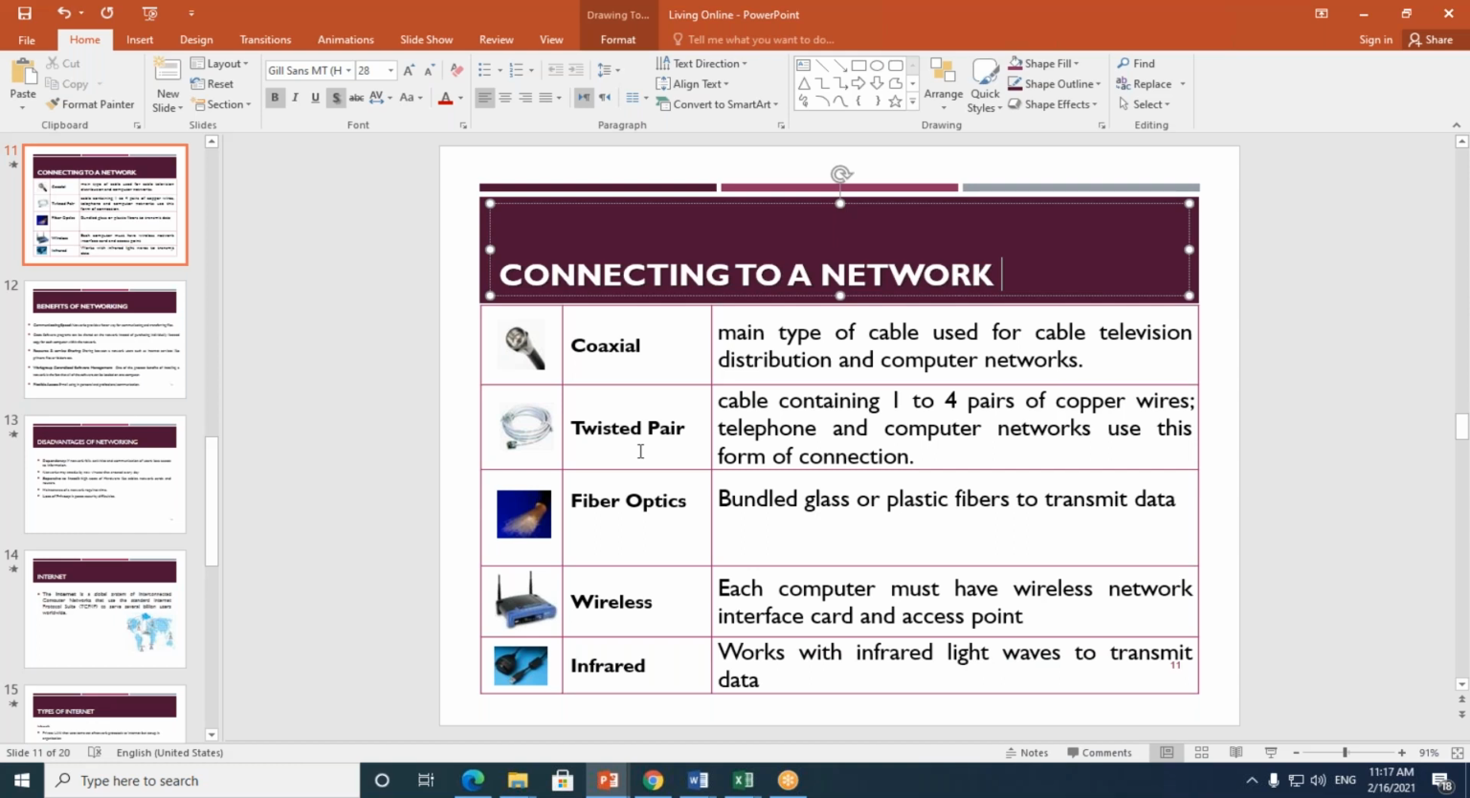Okay. Then after that we have fiber optics.